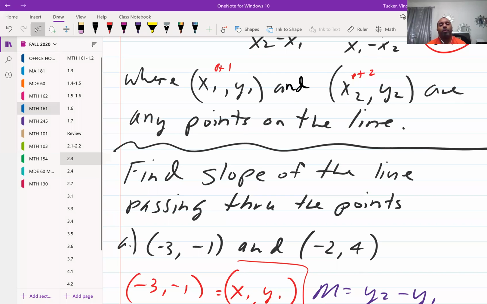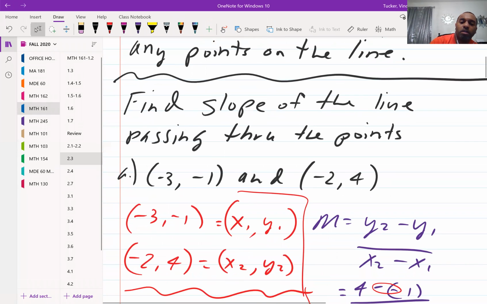Okay, so the first one, find the slope of the line passing through the points (-3, -1) and (-2, 4). All right, so you label the points, whichever one you call point 1 and the other one point 2. So I call (-3, -1) point 1, that's why it's x1, y1. And (-2, 4) is point 2, that's why that one is called x2, y2. Then we're going to substitute it into the slope formula accordingly.